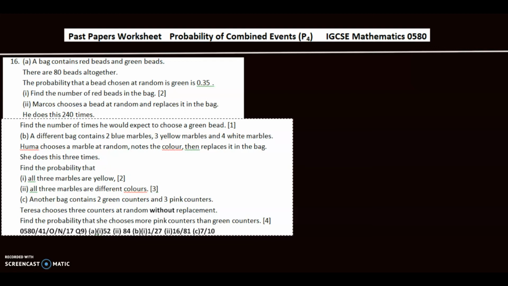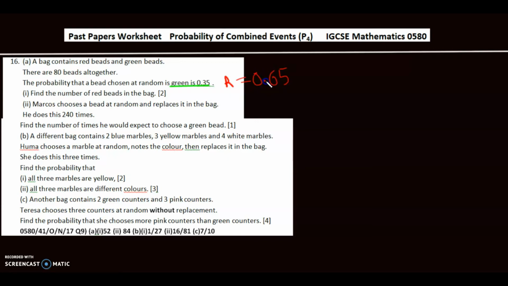Next question. A bag contains red beads and green beads. There are 80 beads altogether. The probability that a bead chosen at random is green is 0.35. Which means that the probability that the bead is red would be 1 minus 0.35, which gives 0.65. So probability of the bead being red is 0.65.